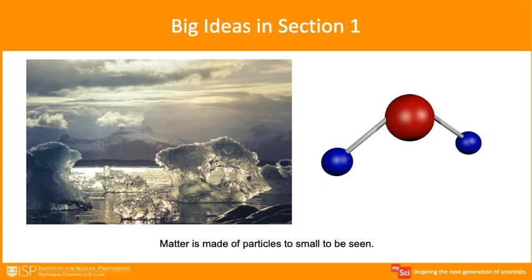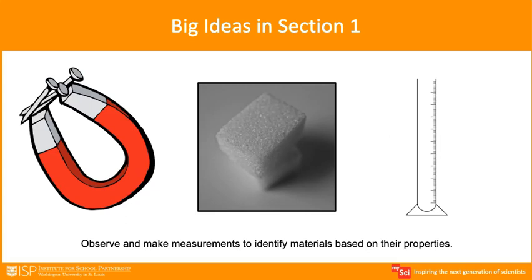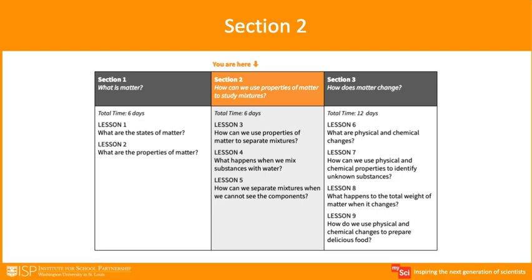Here is the content level big idea for Section 1 and how students will figure it out. Students use videos, readings, discussions, and simulations to figure out that matter can be observed in different states and matter is made of particles too small to be seen. Students will also use a card sort, read aloud, and hands-on activities to describe the properties of different objects, including color, solubility, magnetism, conductivity, volume, mass, and hardness.